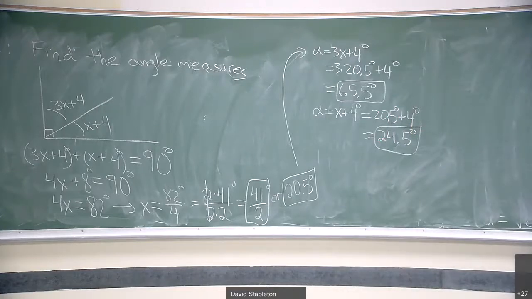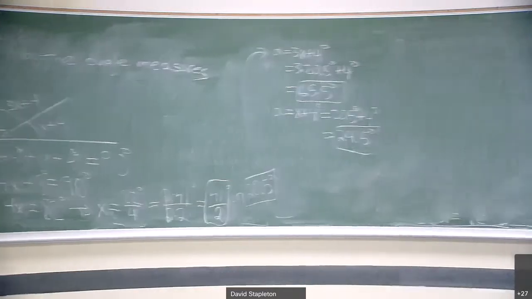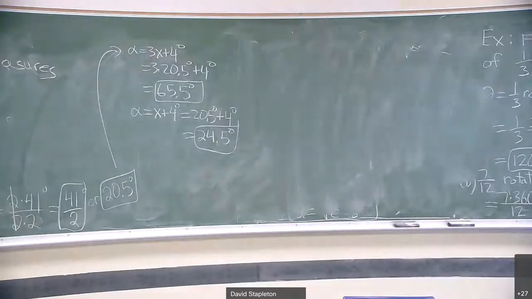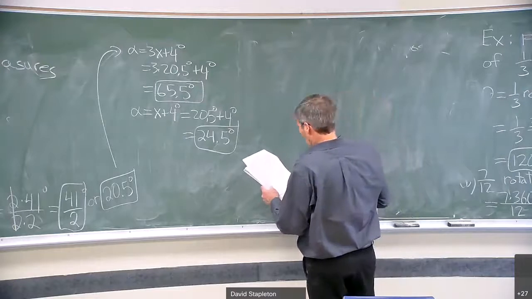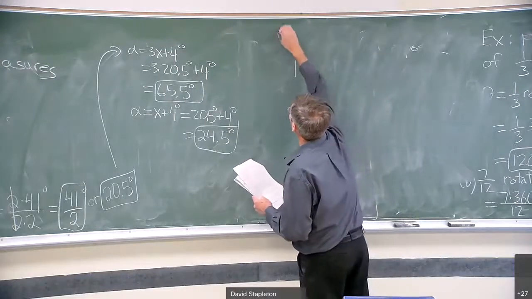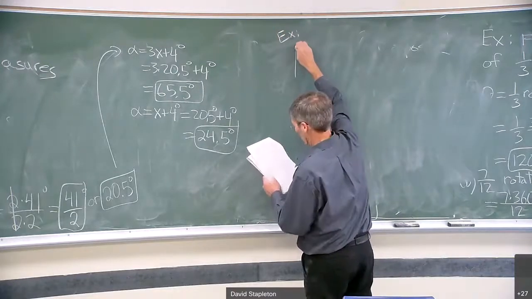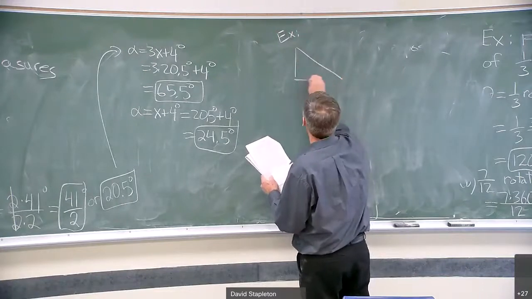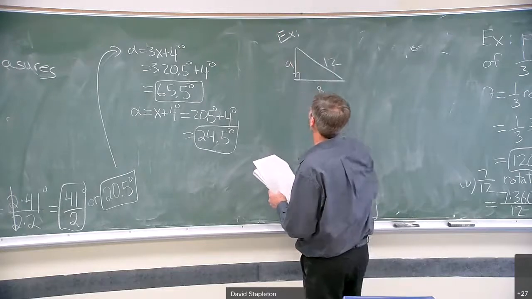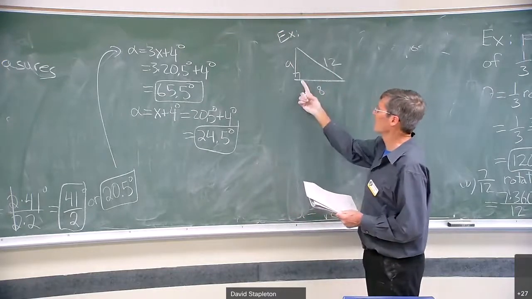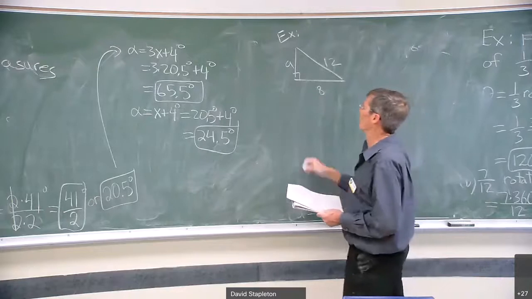Now for the Pythagorean theorem, there's a few problems in here also. Suppose I gave you this kind of a problem. Suppose I said this side is 8, this side is 12. I wonder what this side is, right? Since it's a right triangle, the Pythagorean theorem applies.